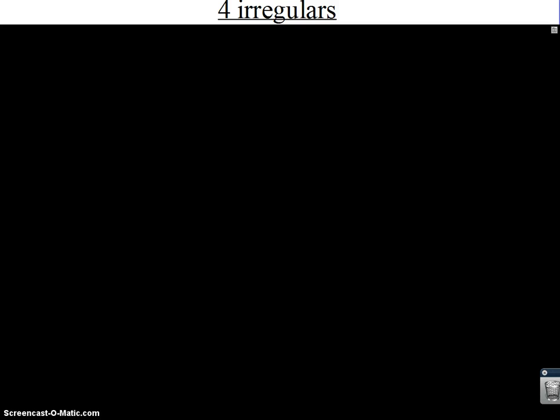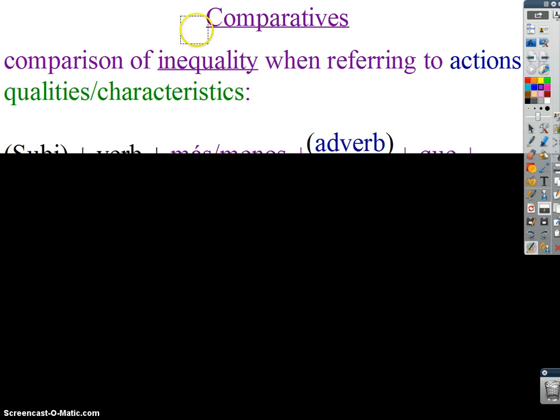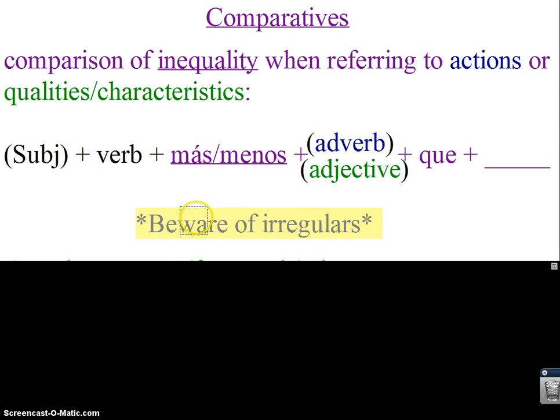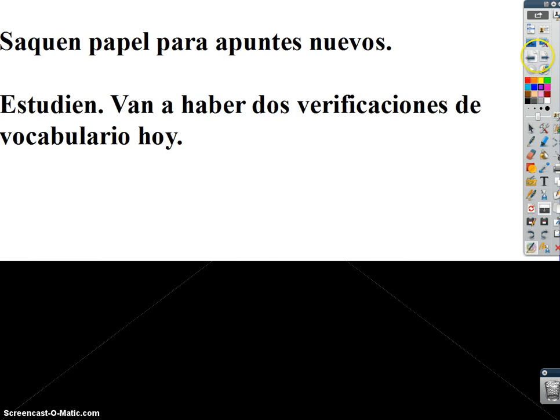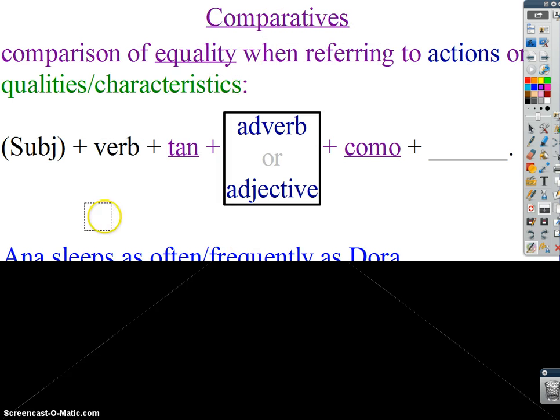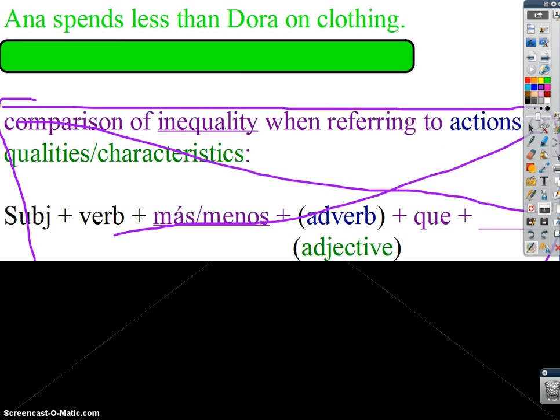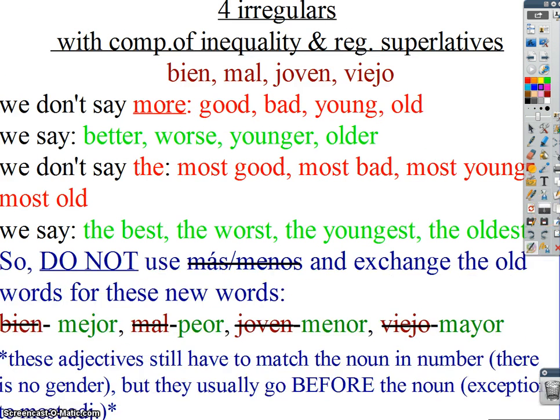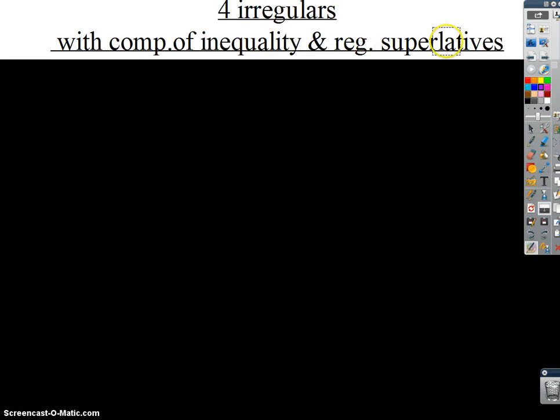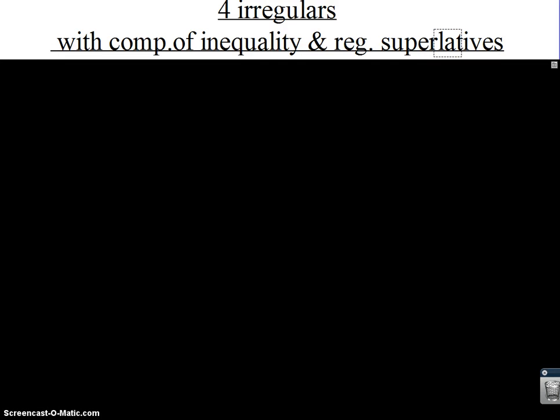All right, class A, let's talk about the four irregulars that you need to know. Let me remind you, when you took your comparatives of inequality notes, we wrote down beware of the irregulars. So these irregulars apply to comparatives of inequality, but notice when we took our comparatives of equality notes, it doesn't say anything about irregulars, so this does not apply to them. It applies to your comparatives of inequality, and it will also apply to regular superlatives. So keep that in mind.